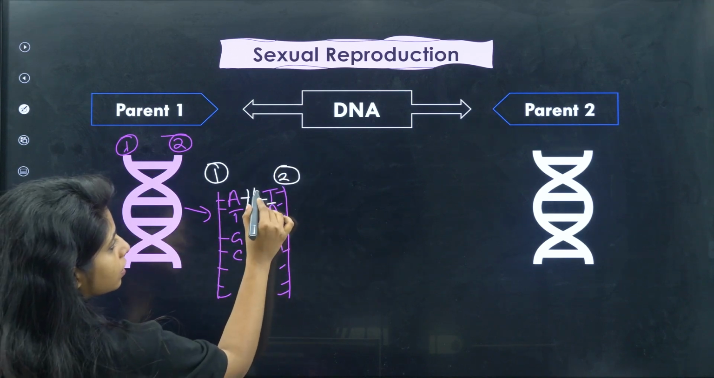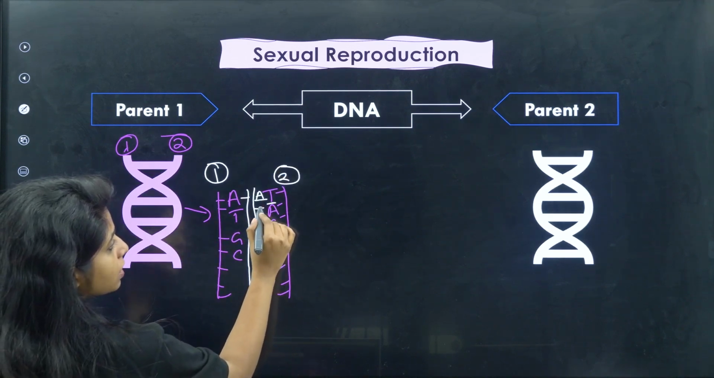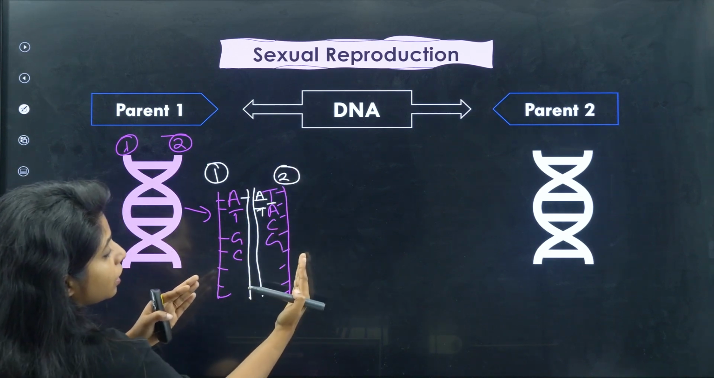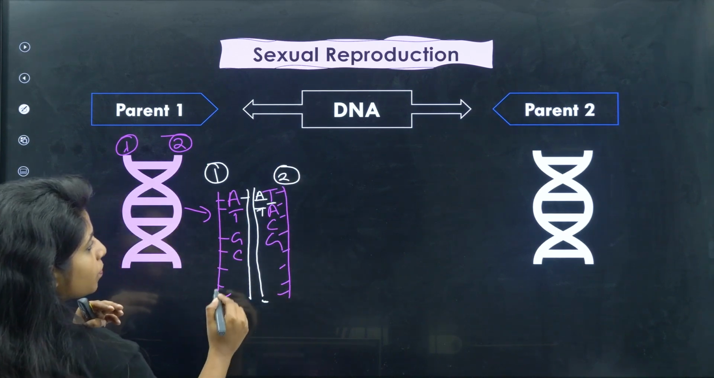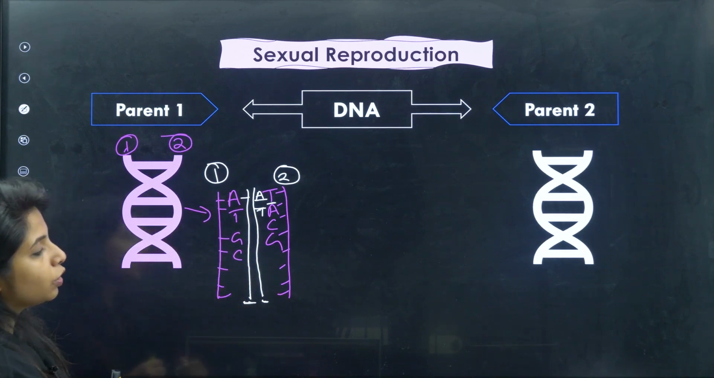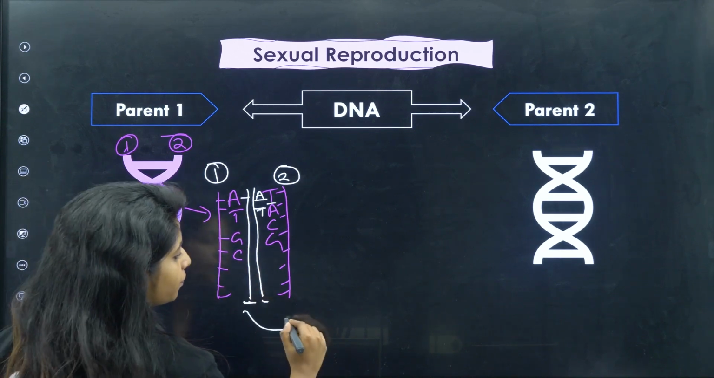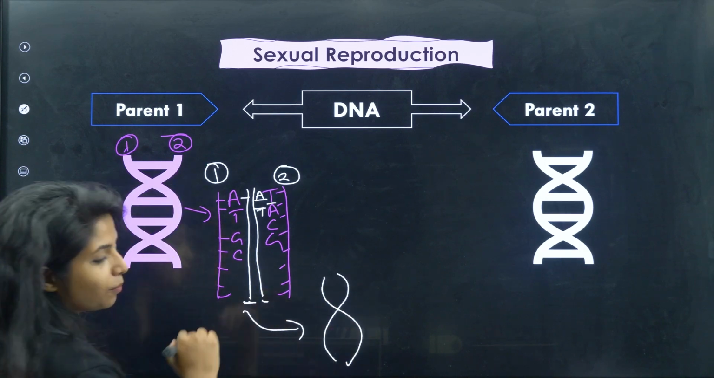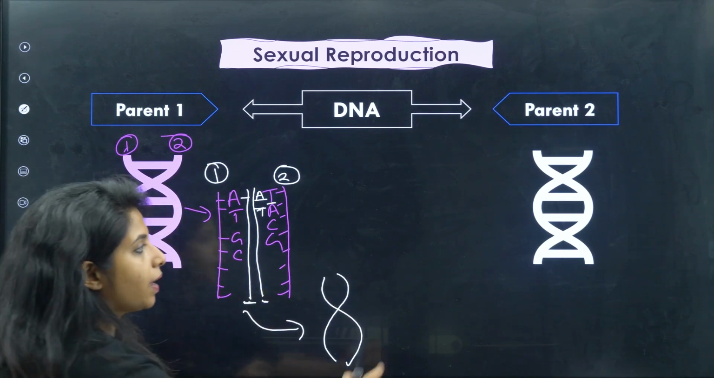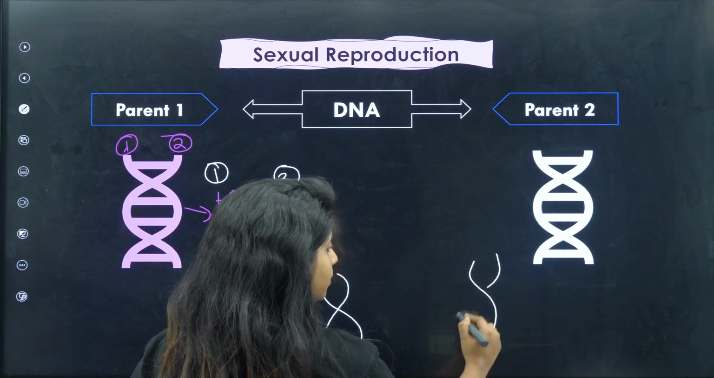So if T is here, A will be there. If A is here, then T will be there, such that all your information which is there in this particular DNA is copied to this particular DNA, and all your information which is there in this particular strand will be copied to this particular strand. Now you have a brand new DNA just like your parent 1. Similarly, parent 2 will also be contributing the DNA.